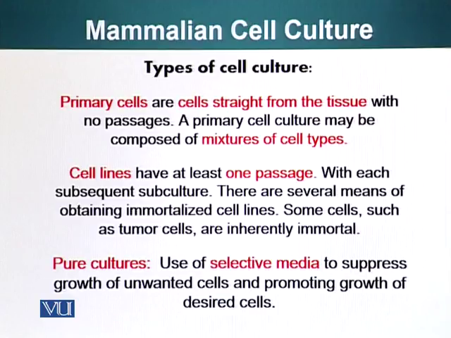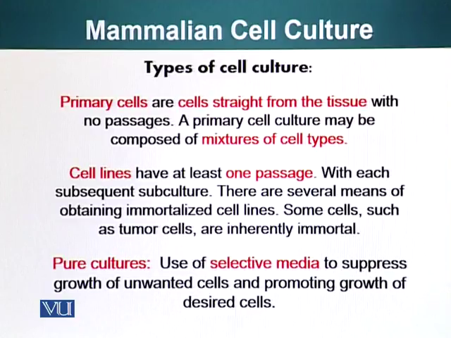So now let's talk about types of cell cultures. The primary cells are cells straight from the tissue. Those are the primary cultures. There's no passage. Passage basically is a technique, and we will talk about passages in more detail later on. But for now, I would just like to mention passage is when you're growing cells in a container and the container gets full.